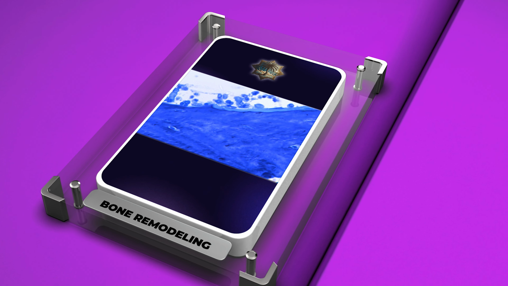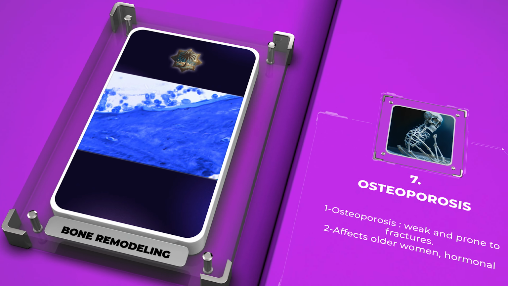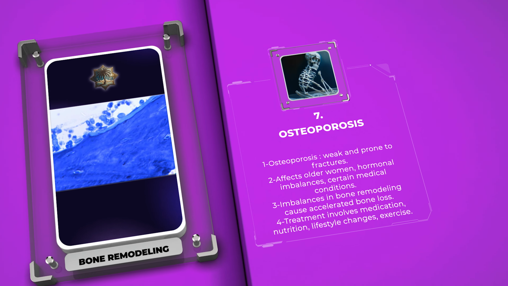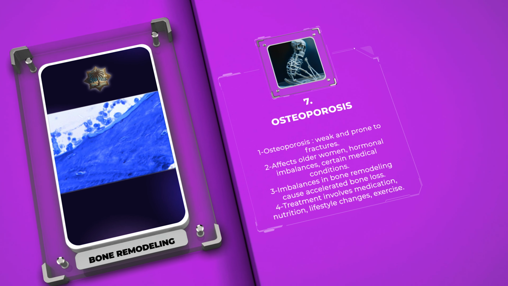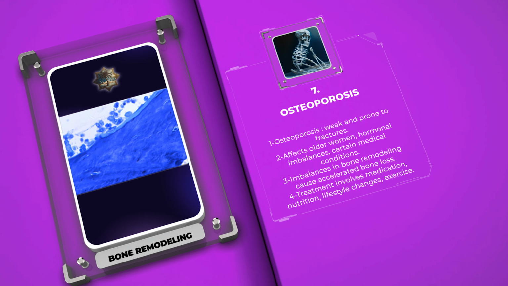Osteoporosis is when bones become weak and prone to fractures. It mostly affects older women and those with hormonal imbalances or certain medical conditions. Imbalances in bone remodeling cause accelerated bone loss. Treatment involves medication, nutrition, lifestyle changes, and exercise to improve bone health.